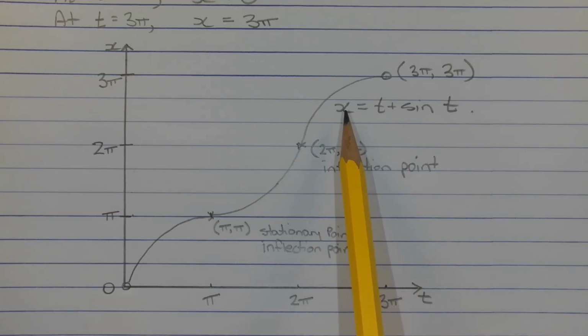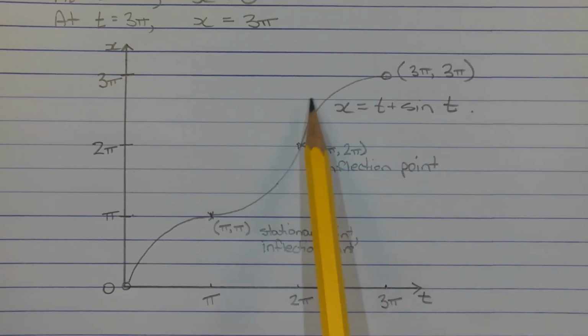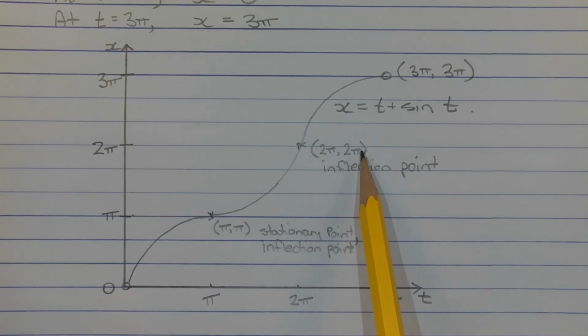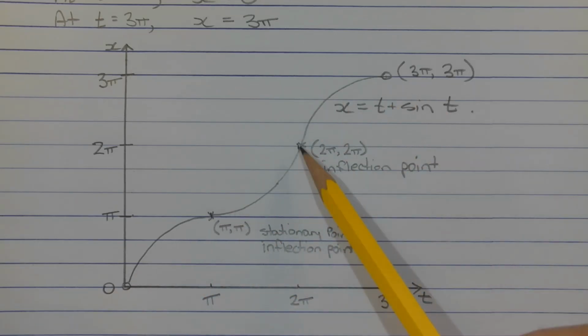I've labelled the graph, x equals t plus sine t, with the equation. That's important. The question also asks us to label the stationary points and inflection points. There's only one stationary point, which is at pi, pi, but it's also an inflection point. And there's also an inflection point at 2 pi, 2 pi. To get some extra points, I've done a table of values, which I haven't shown, just to get the curve a little bit smoother and a little bit more accurate.